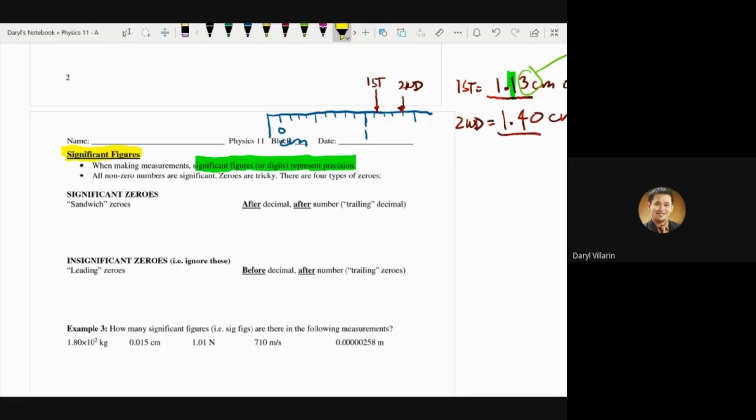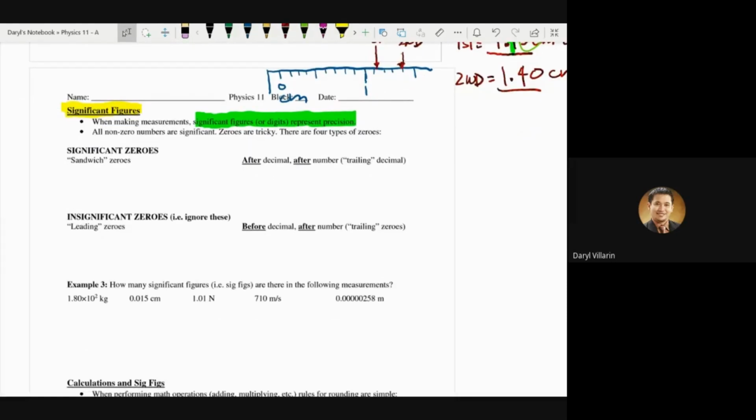So here's the thing on how to identify significant figures. I'll just write SF as shorthand to denote significant figures. It is considered that all non-zero numbers are significant. So non-zero means 1, 2, 3, 4, 5, 6, 7, 8, 9. All of these non-zeros are significant.